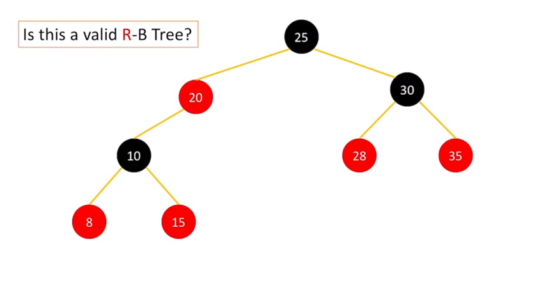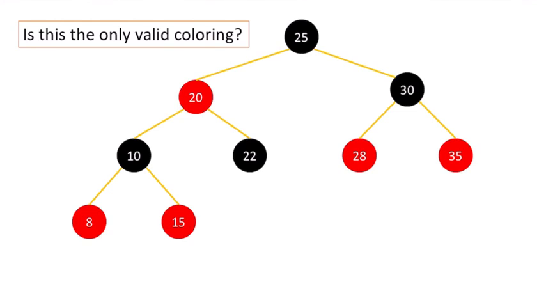Okay, so now if I color this tree, is this a valid red-black tree? And the answer here again is going to be no. I have one black node on this root to null path, and I have two on some of the others. How about if I insert a black node here, and now I have a valid red-black tree?